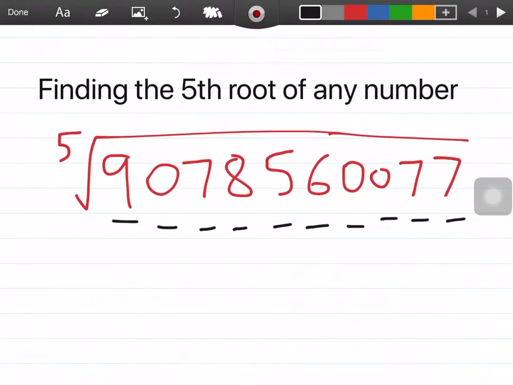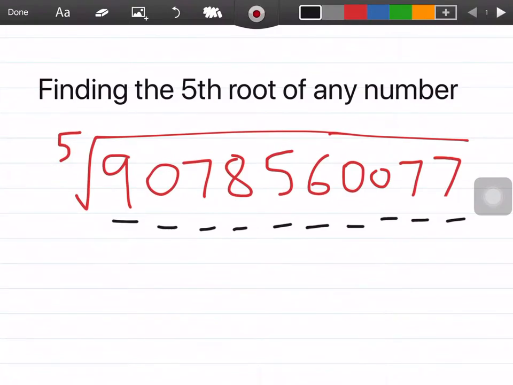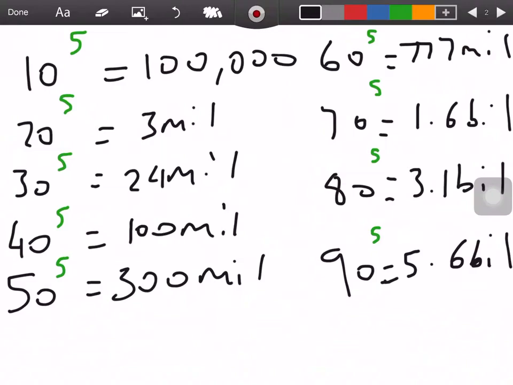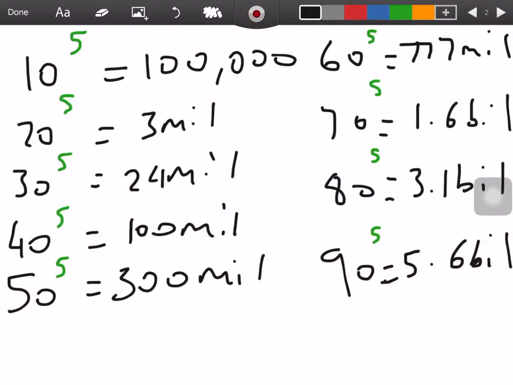In this case, we're given a 10-digit number, so we know it's going to be in the billions. Straight away we can guess it's going to start with a 9, because our number is 9 billion. So we know it's greater than 9 billion, and therefore the root is going to be a number greater than 90.